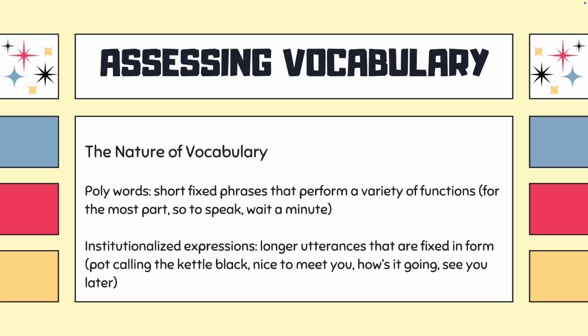Okay, we also have polywords. These are short fixed phrases that perform a variety of functions, like for the most part, so to speak, wait a minute. We also have institutionalized expressions. These are longer utterances that are fixed in form. You cannot change them. Pot calling the kettle black. Nice to meet you, as I said. How's it going? See you later. Okay.